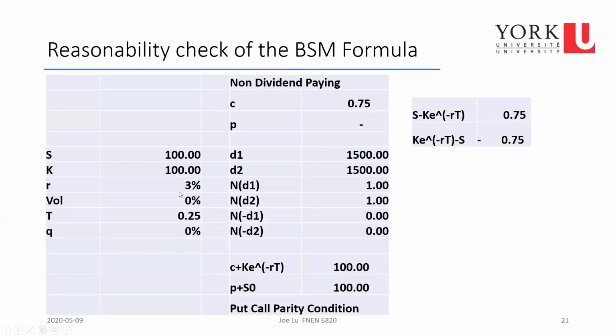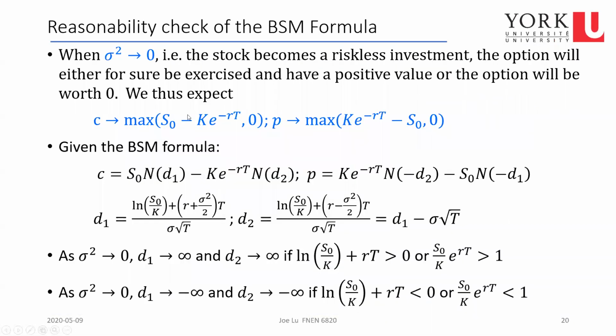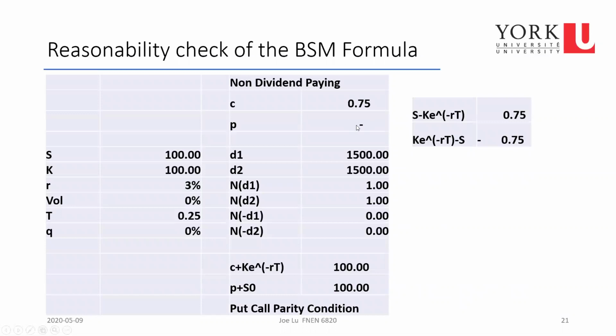Then numerically, you can see that if you put in a volatility of 0 here, the case we have is that S is greater than the present value of the strike price. So we're in this case here. You expect the call price to be like this and the put price to be 0. And that's exactly what we have. The put price is 0. The call price is equal to S minus the present value of the strike price.